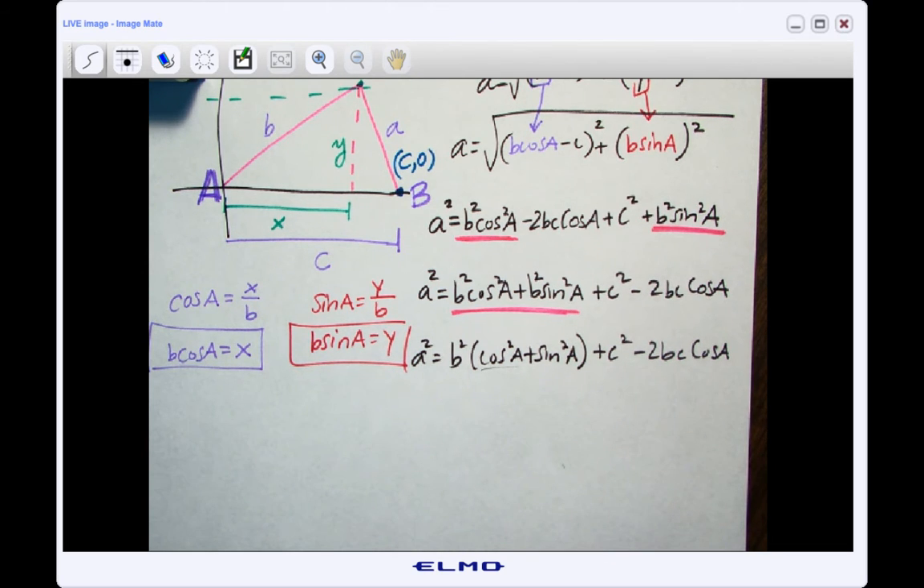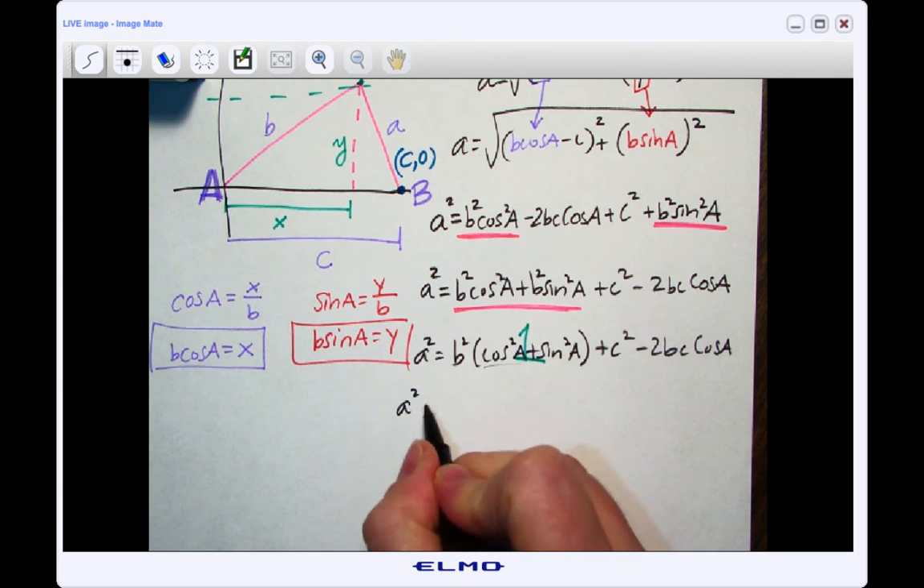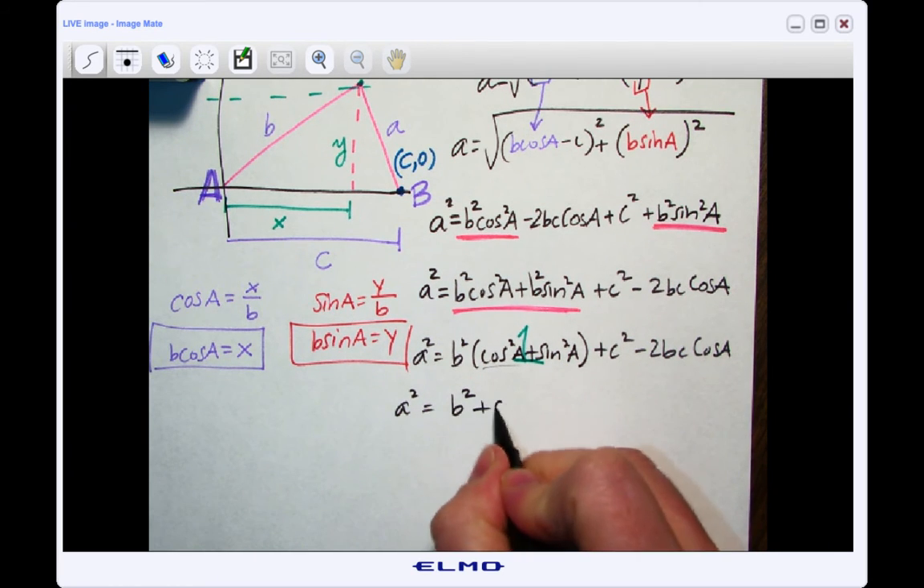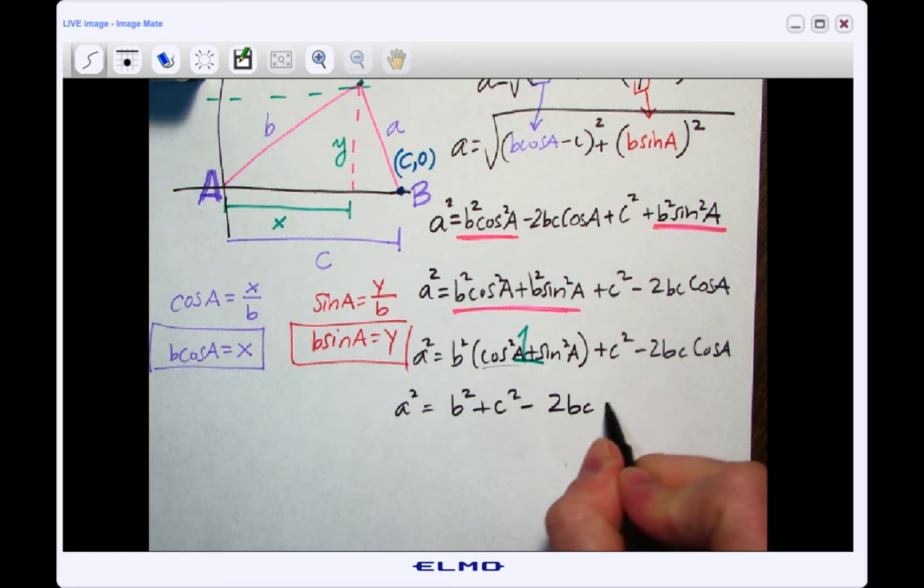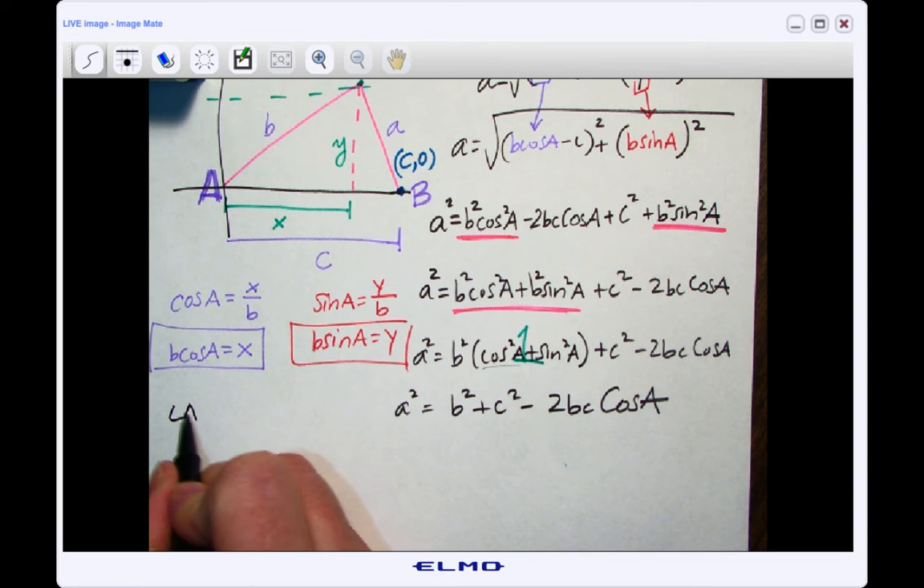Because, of course, my Pythagorean identity says sine squared plus cosine squared is equal to 1. So I get a squared is equal to b squared times 1, so I'm not going to write it, plus c squared minus 2bc cosine A. And this is actually the law of cosines. We just found it.